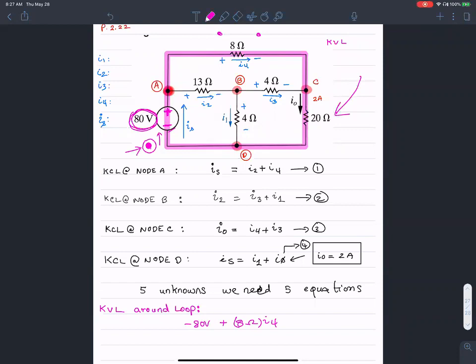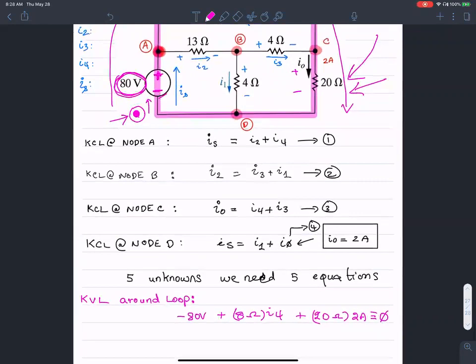Then I arrive at this guy. I'm transitioning through each of these resistances. Now I arrive at this 20 ohm resistance. I see that it is positive on the top and negative on the bottom because that's the direction the current is flowing. So I have 20 ohms times I naught, which is 2 amperes. Kirchhoff's voltage law says that all of it should sum to 0. Does that make sense?